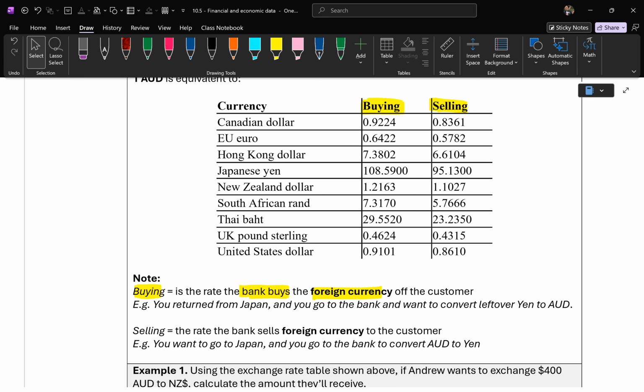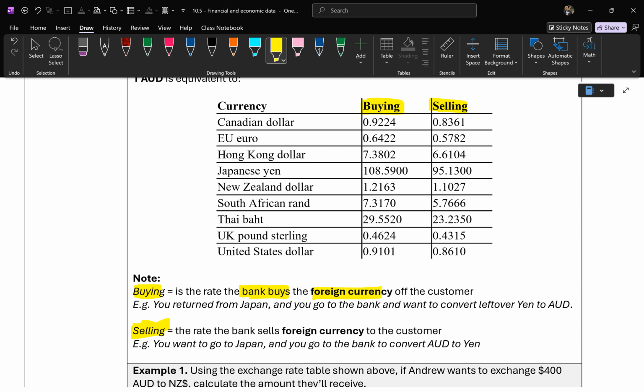So for every random currency you have, that's how much they're going to buy it for to switch over to Australian dollars. Versus selling, in our selling table, means the bank is going to sell you foreign currency. So you have Australian dollars and you're going to Japan, so you need yen. They will sell you the foreign currency for every dollar, and this is how much they will sell it for. That's what it means.